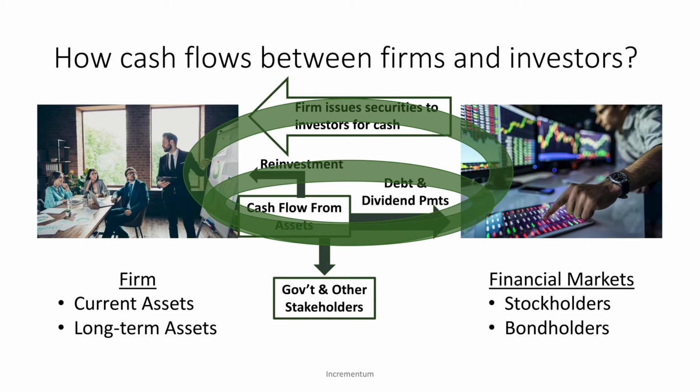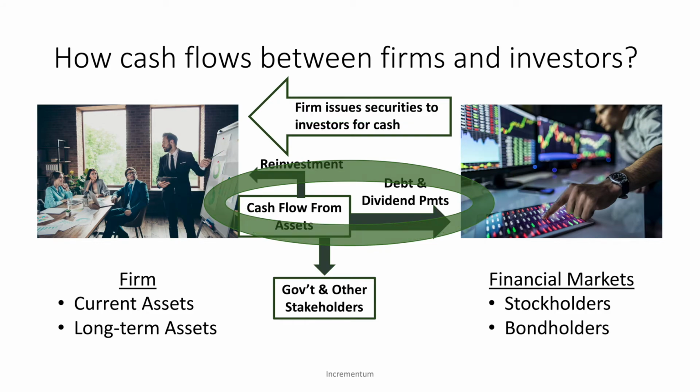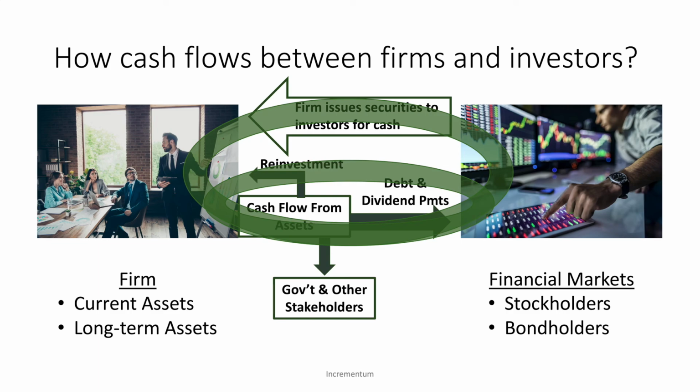And then the smaller cycle continues again. The firm continues to operate, more cash flow from assets, pays the government and other stakeholders, makes debt payments, possibly some dividend payments, reinvests the rest, continues to operate, more cash flow from assets, and so on. So in most years, the firm will be operating in this smaller cycle, but every now and then, where they have an opportunity where they need to raise a large amount of cash, they will be in this larger cycle where they go back to the financial markets and issue more financial securities for cash.